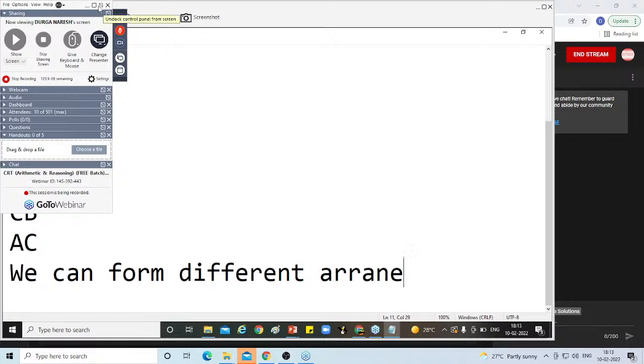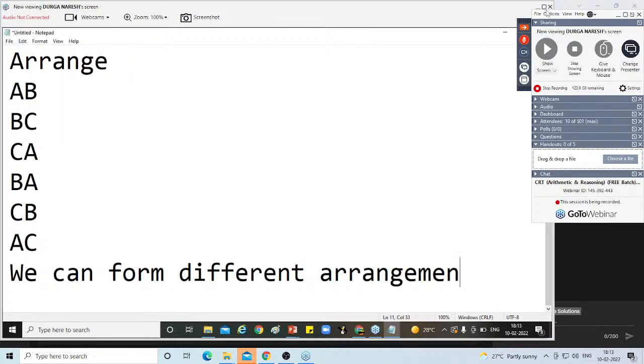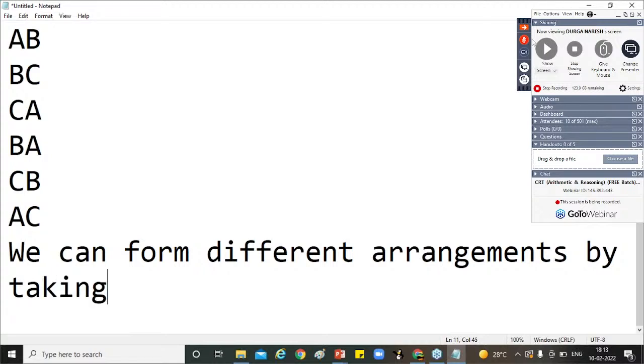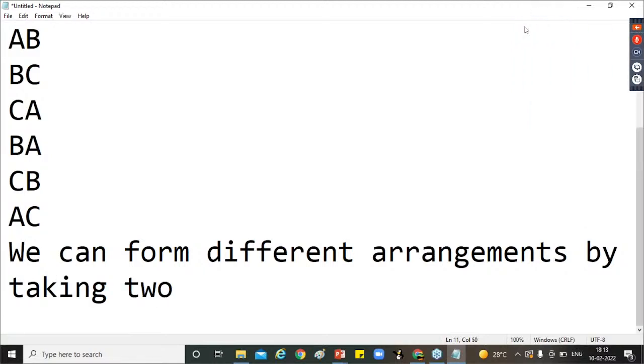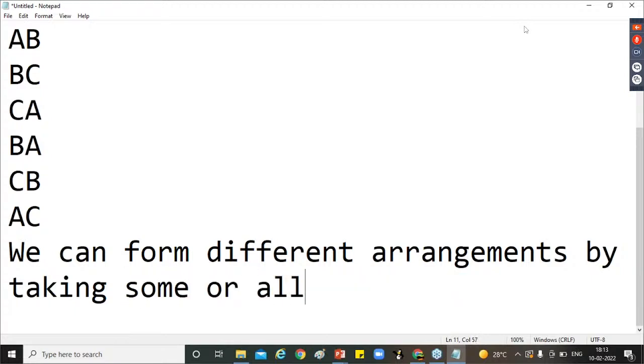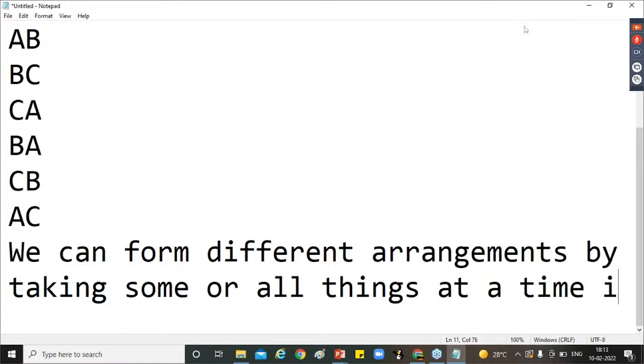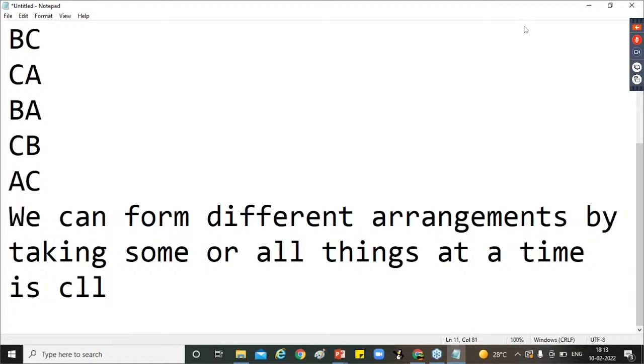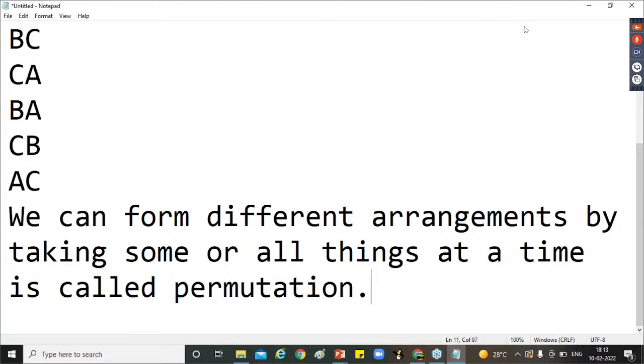We can form different arrangements by taking 2 or 3 at a time. So in place of that, we have to write: some or all things at a time. Things are nothing but letters or digits. Taking them at a time is called permutation. Write down.